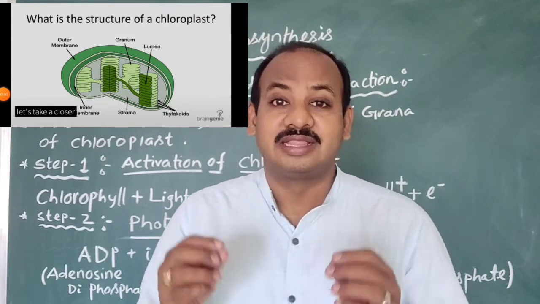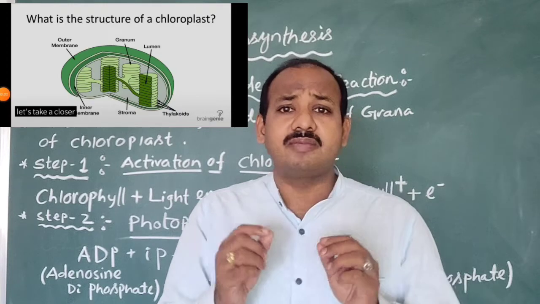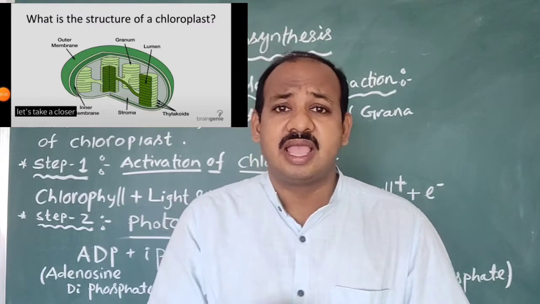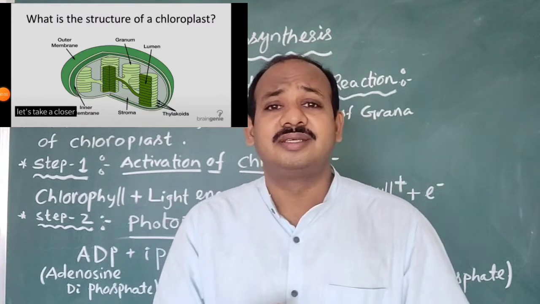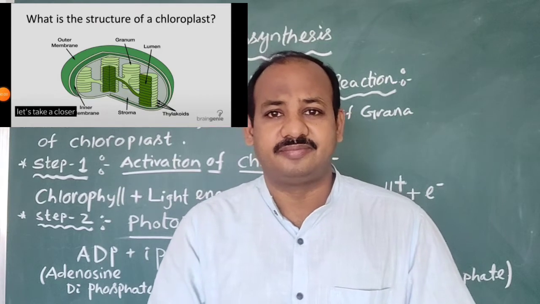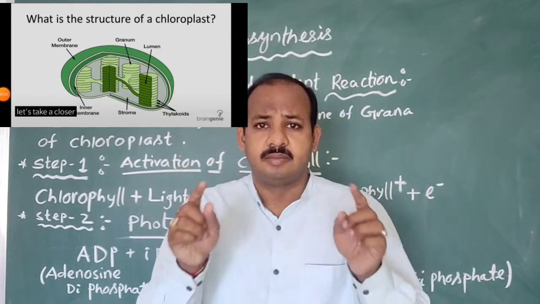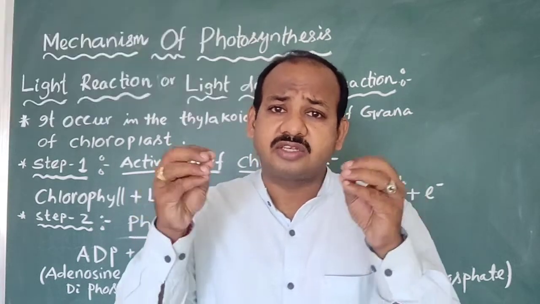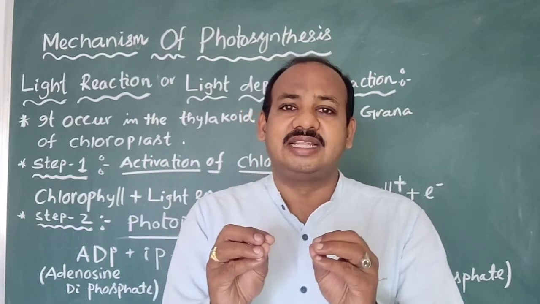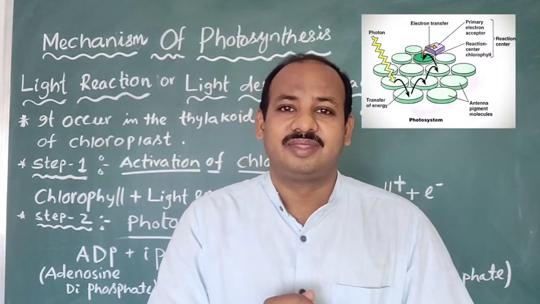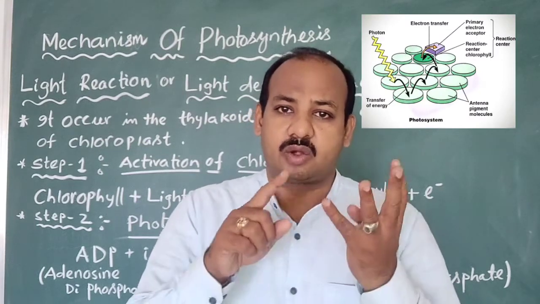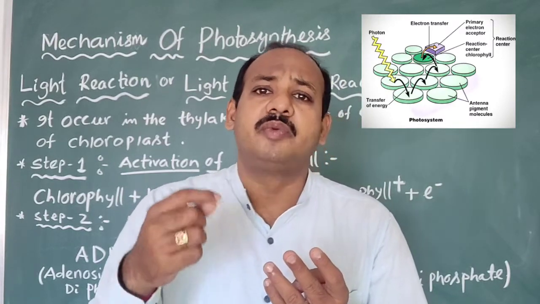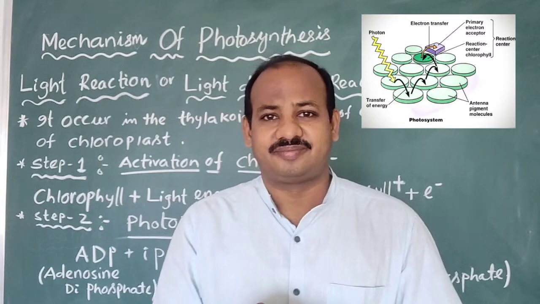Which membrane? Thylakoid membrane. The thylakoid membrane is also called a fat membrane. It is having 20 to 30% fat and 70 to 80% proteins. Okay, children? So in the fat layer, because the thylakoid membrane is having fat, there are several fat soluble pigments present inside the thylakoid membrane. These fat soluble pigments are chlorophyll, xanthophyll, carotenoids and other colored pigments called accessory pigments.